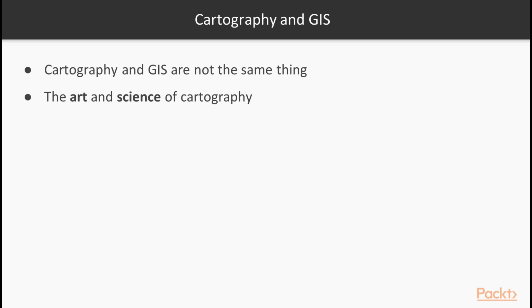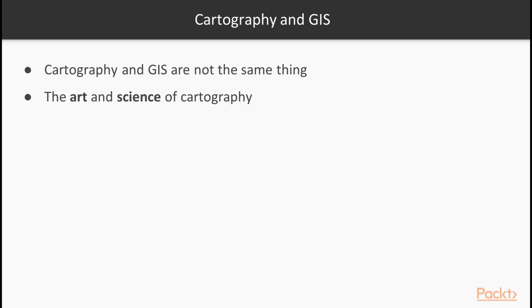You'll sometimes hear the terms cartography and GIS used interchangeably, but they are not the same thing. Cartography and the science of mapmaking has been around for a very long time. GIS, as we've learned, refers to the entire process of working with spatial data, from data management to data analysis to also visualization. Cartography can be interpreted as both an art and a science.